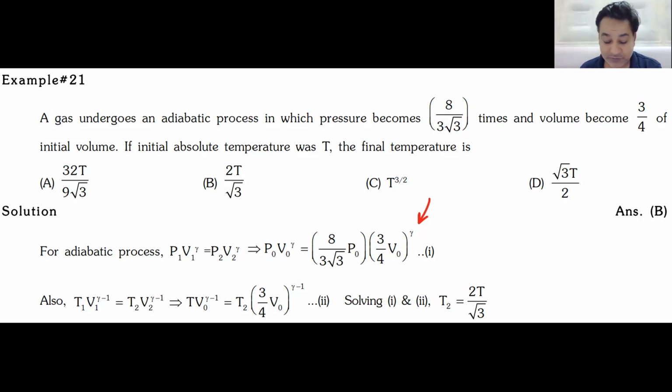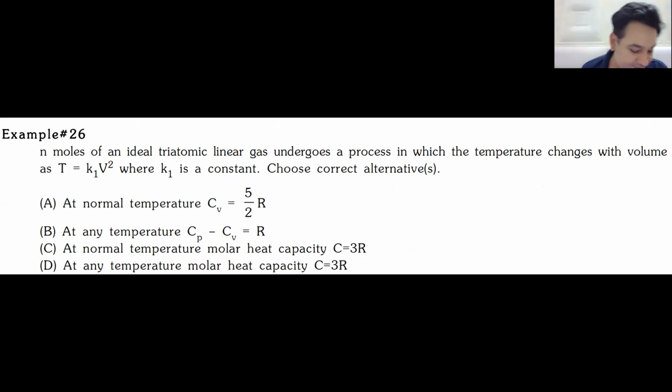And now I come to my favorite questions, which are multiple option correct. And this is the first one of this category. 10 moles of an ideal triatomic linear gas undergoes a process in which the temperature changes with volume according to this equation where K1 is a constant. Which is the correct alternative?